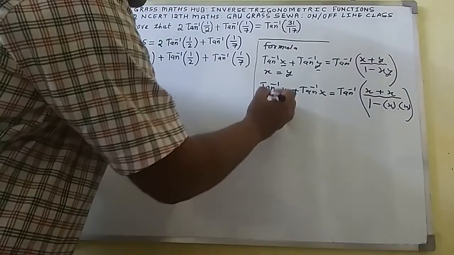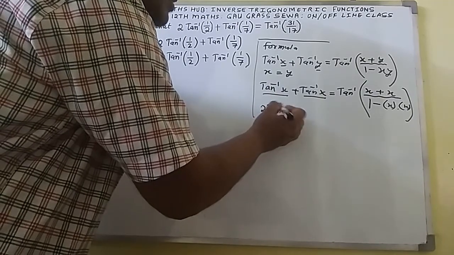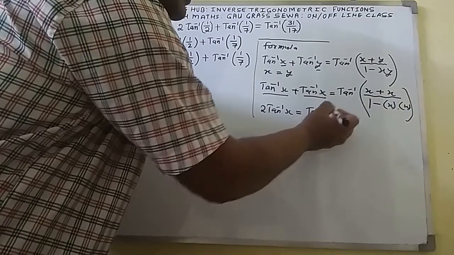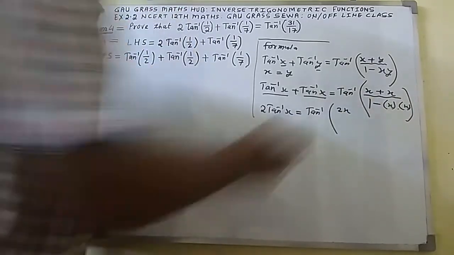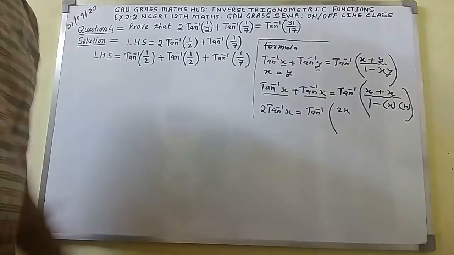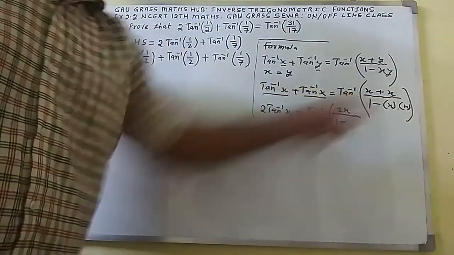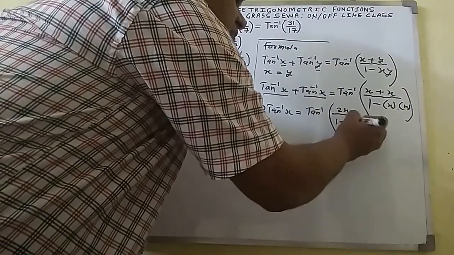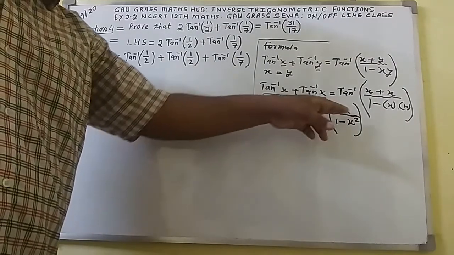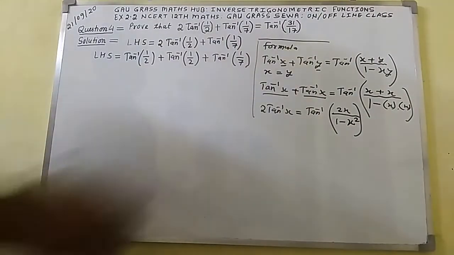So tan inverse x plus tan inverse x becomes 2 tan inverse x, equal to tan inverse of 2x, since x plus x is 2x, whole over 1 minus x squared, since x multiplied by x is x square. So we have got 2 tan inverse x equals tan inverse of 2x over (1 minus x squared). This is the concept you must know.